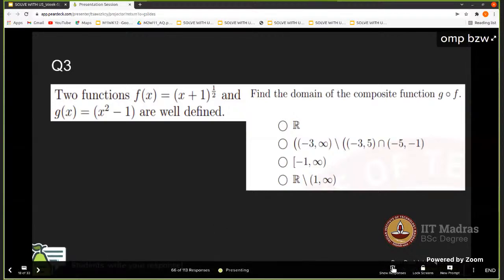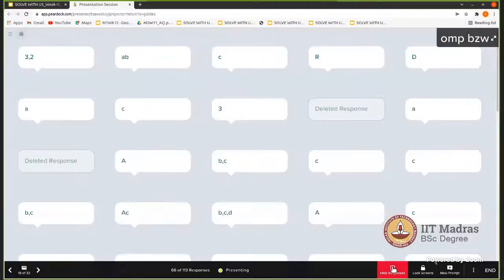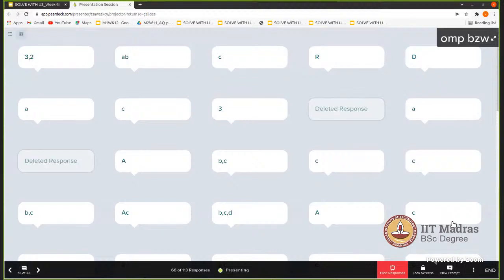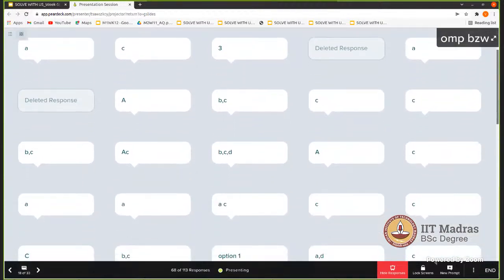Okay, I got 66 responses. Out of those 66, I can see B and C very rarely. C, I can see most of you have given C. I can see A also.